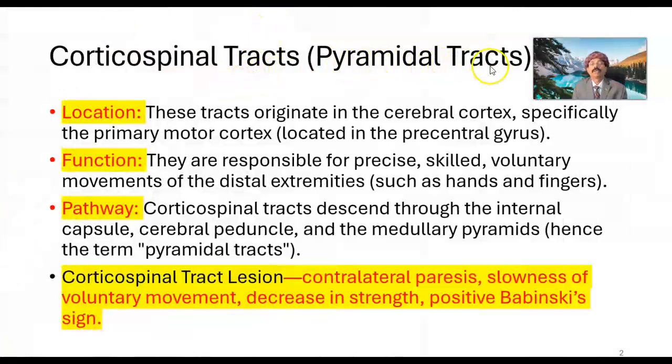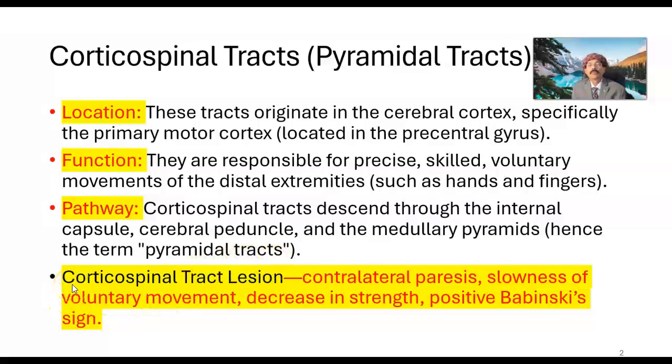Location of the corticospinal tract, the pyramidal tract: this tract originates in the cerebral cortex, specifically the primary motor cortex located in the precentral gyrus, though not always. Some fibers also come from the postcentral gyrus. Function: they are responsible for precise, skilled, voluntary movement of the distal extremities, such as the hand and fingers. Pathway: the corticospinal tract descends through the internal capsule, cerebral peduncle, and the medullary pyramids, hence the term pyramidal tract.